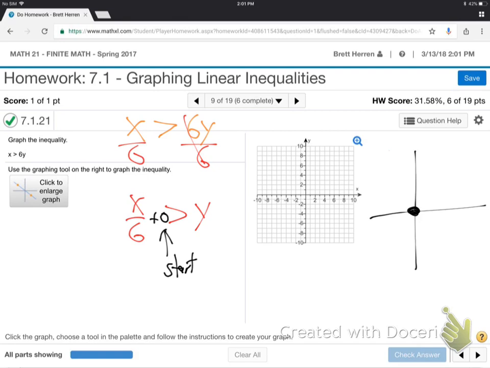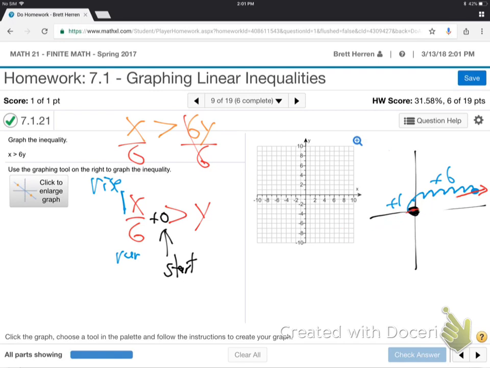Okay. Now, where do we go from there to march off the slope? There's an invisible one on the top, huh? So that's rise over run. From the middle, you go up 1 and over 1, 2, 3, 4, 5, 6. Way over. Up 1, over 6. And then you connect the dots. Solid line or dotted?